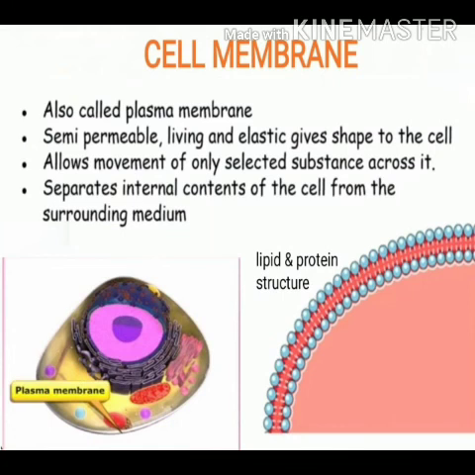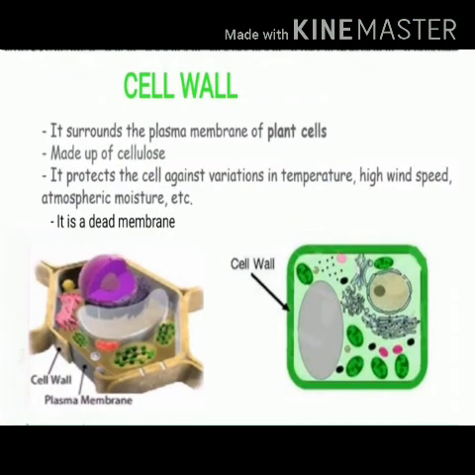Now the next structure about which we will learn is the cell wall. The cell wall is present in plant cells only. You will be able to observe this as an additional structure outside the cell membrane in plant cells only. Remember always, the cell wall is found in plant cells only. It is not found in animal cells. In plant cells, the cell wall is made up of a tough material called cellulose.